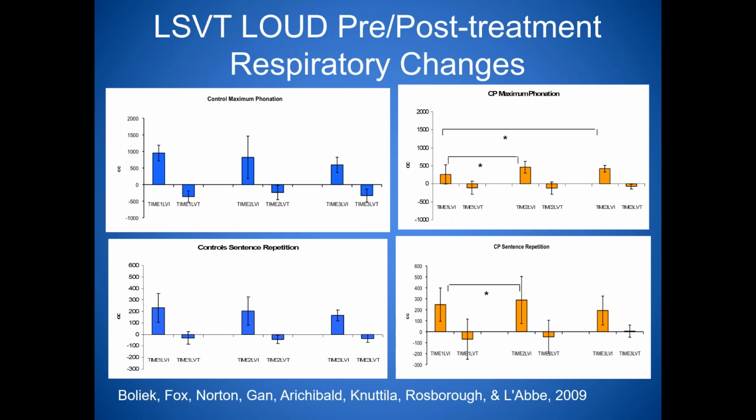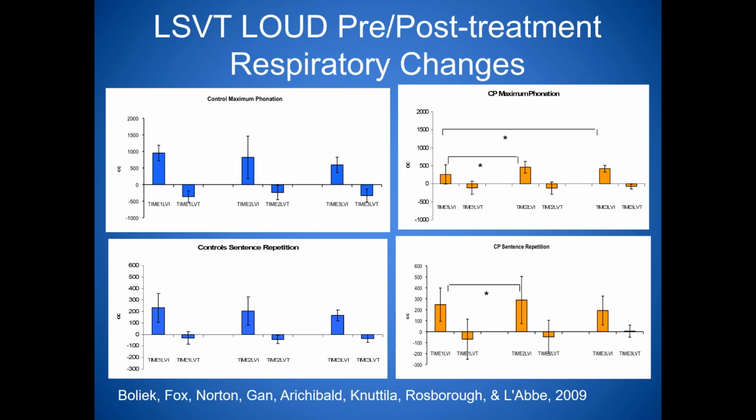And you can see the lung volume initiation, which is the first bar, and lung volume termination, which is the second bar, grouped together by time. And so for phonation and for sentence repetition in the typically developing children, we see no change in where they initiate their speech and where they terminate.